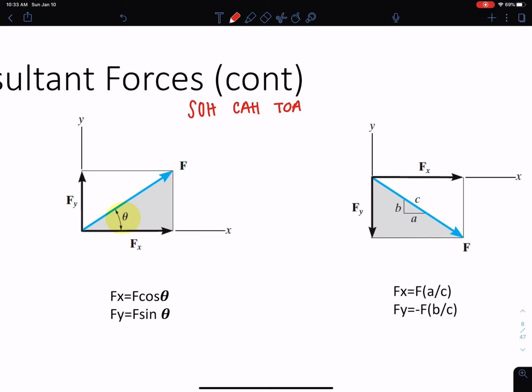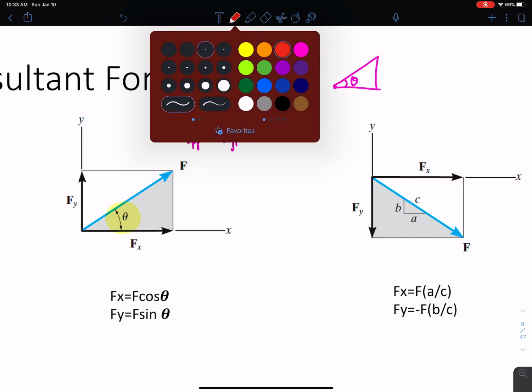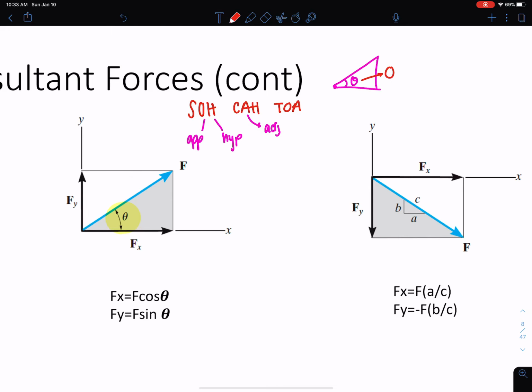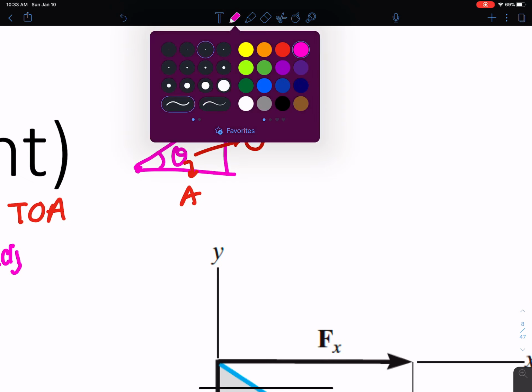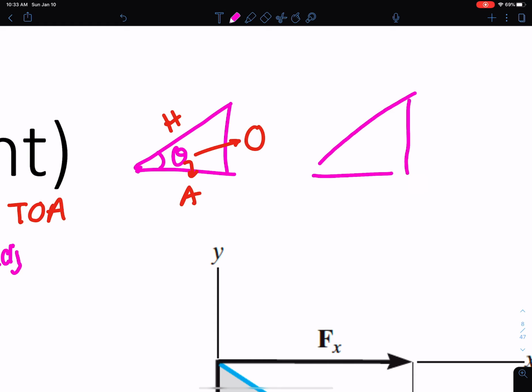right? So the O stands for opposite, H is for hypotenuse, A is for adjacent, okay? If this is my triangle and this is theta, what would be opposite of theta? This is my O. What would be adjacent to theta, right? And then the hypotenuse of the triangle is here. Remember, that changes if my theta changes, right? That changes.